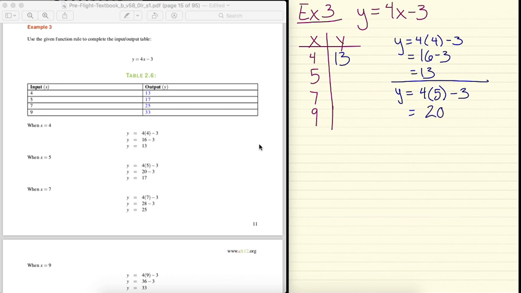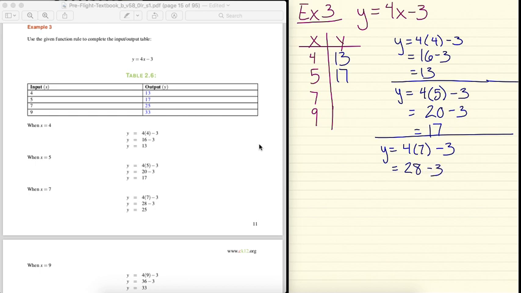4 times 5 is 20. 20 minus 3 is 17. Then we're going to plug in 7. So 4 times 7 minus 3. So we get 28 minus 3, which is 25.